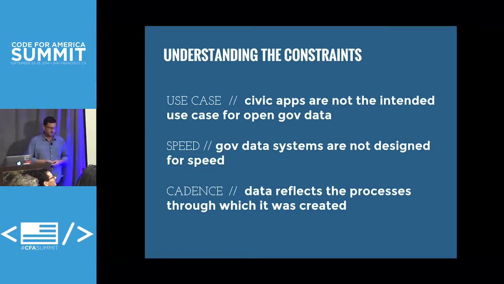So there's also what we're calling the cadence of data. Data reflects the processes through which it was created, and this becomes really, really apparent in government. So you may have paper forms that get bulk processed once a month. You might have online forms that flow directly into your internal systems and then right into an open data portal, in a streaming flow. And that's the ideal flow, but we don't see that as often as we'd like, right?